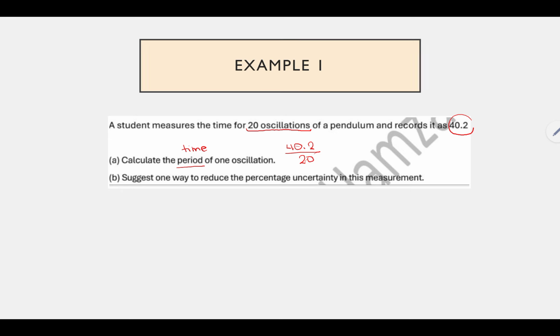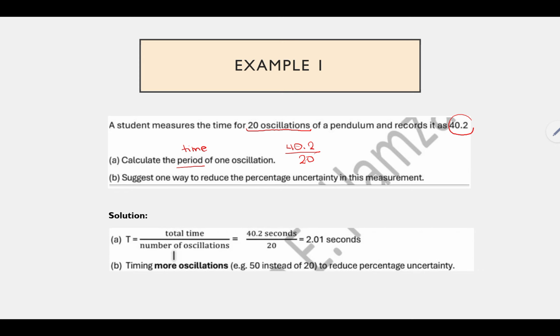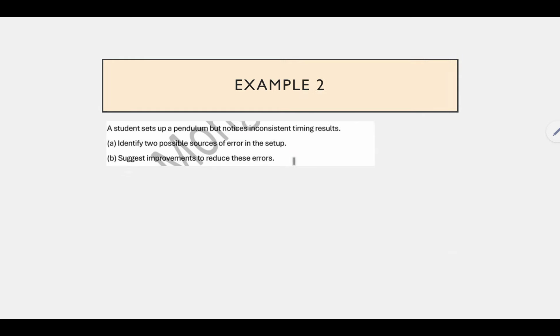Also, give one way to reduce the percentage uncertainty in this measurement. How will I make sure that my value is correct? First of all, for the first part, as we did, 40.2 over 20, the answer is 2.01. And since we're measuring time, the unit is always seconds. The way to reduce the percentage uncertainty in this measurement is that maybe I can take 50 or 60 oscillations instead of 20. The more the oscillations, the more accurate your answers are.